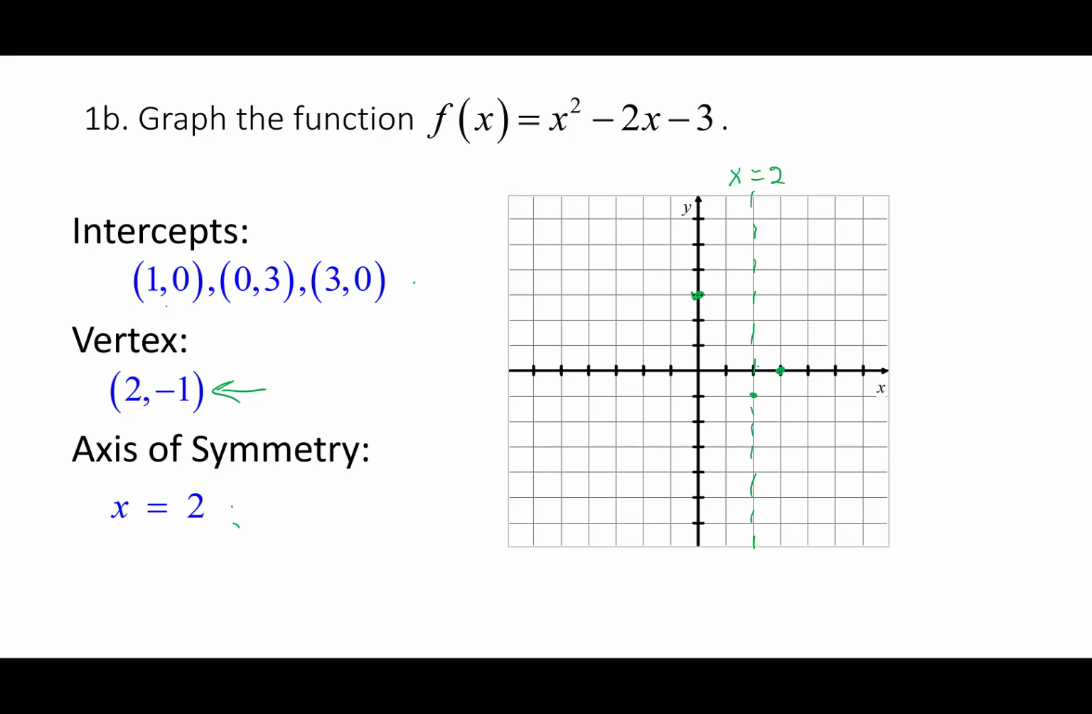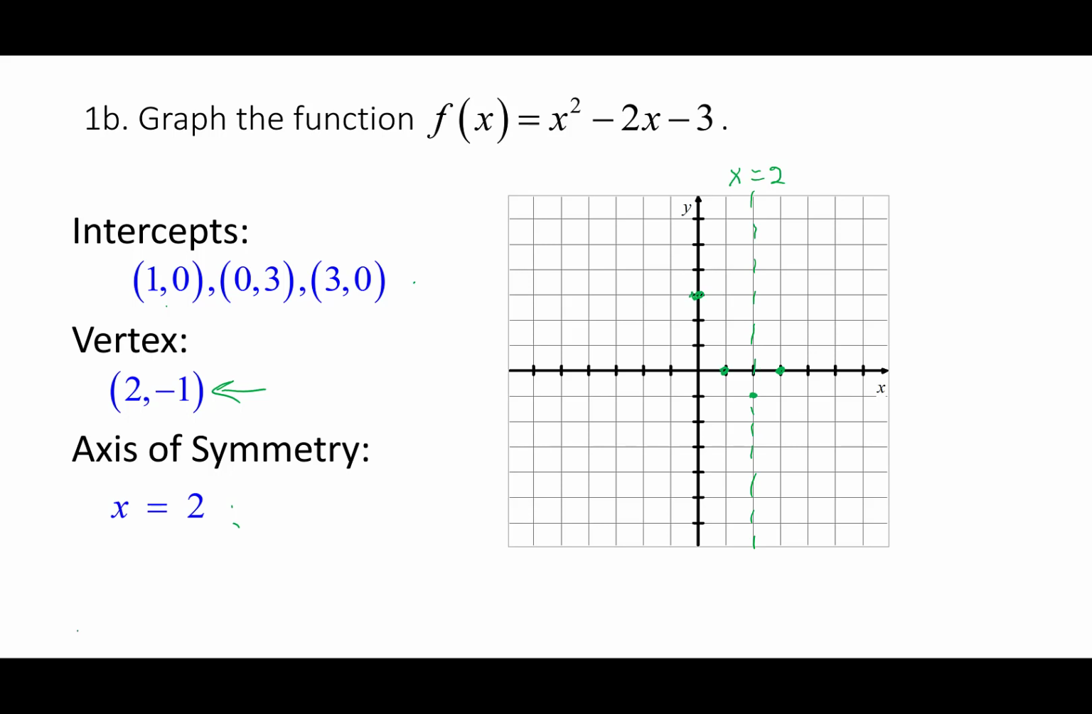Oh, wait. Oh, okay, what did I do? So (1, 0) is right here. (0, 3) is right here. (3, 0) is right here. I'm not sure quite what I was doing there, but anyway, this works. So we have these 4 points.